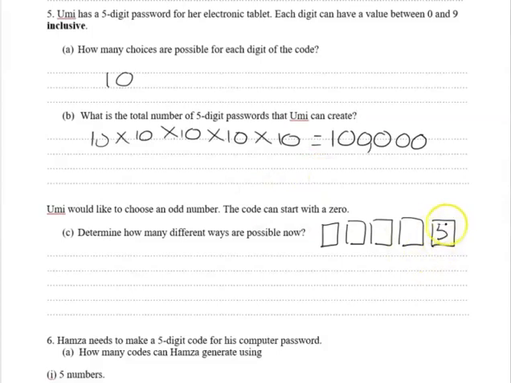for the last digit. Now, the code can start with a 0. Now, usually numbers don't start with a 0, but here they're putting 0 as a possibility. So it means there's no limitation for the starting number. So it's still 10 possible choices. So we're going to put 10 in the first box, and there's no limitation on the other 3 numbers. So 10 in the others as well. And now we just multiply each of them together. And that's going to give us 50,000.